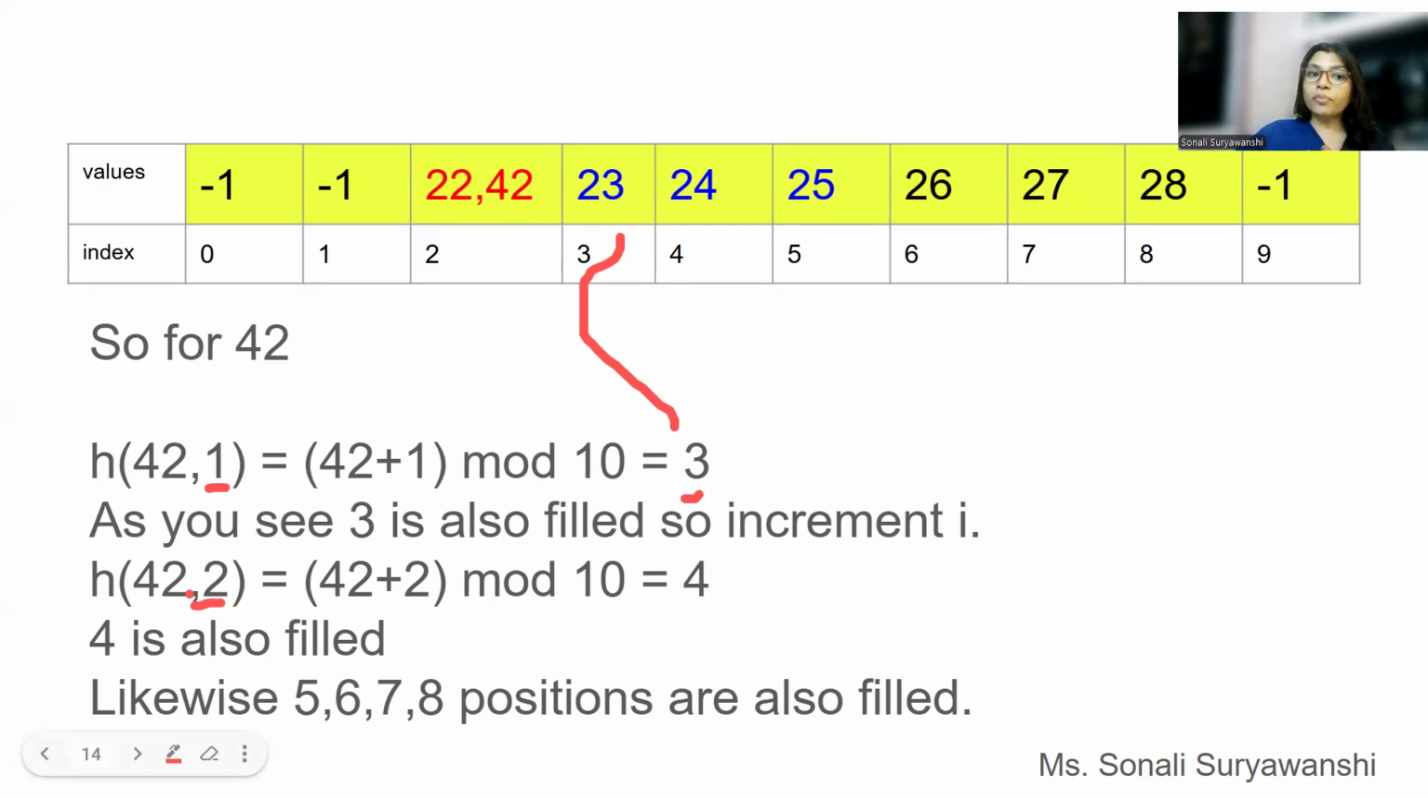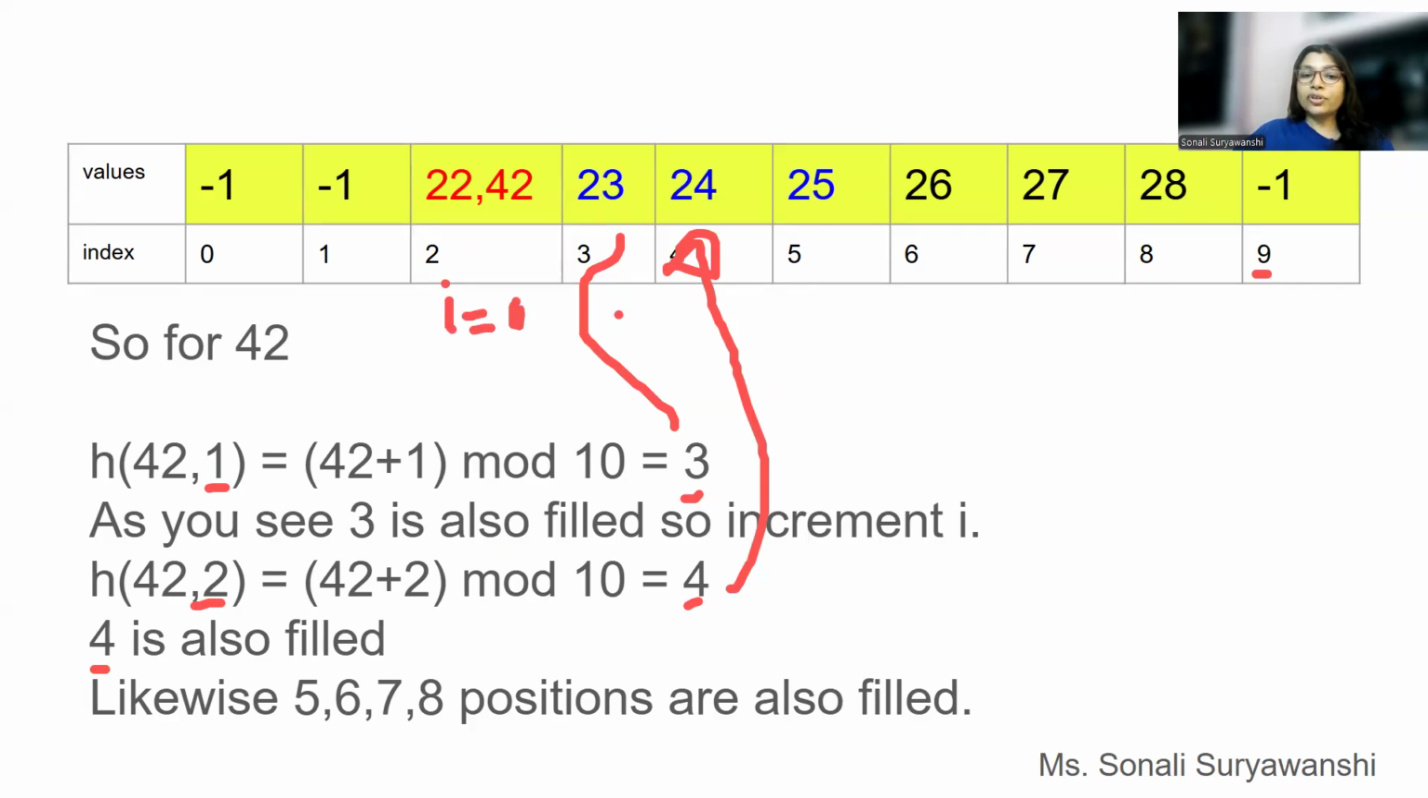That means 42 comma 2, which means 42 plus 2, which is 44. 44 mod 10, so the remainder will be 4. So we are going to search at index 4. Again, at index 4 also, we are not finding a sentinel value. That means we have to increment I, so we're going to increment I to 3. Likewise, 3, 4, 5, 6, we're going to keep incrementing the values of I till we reach this point. If this is 0, that means here the I value was 0.